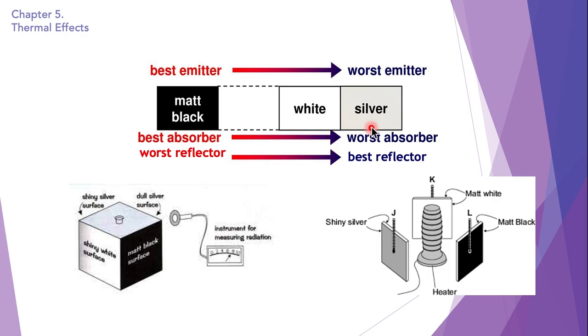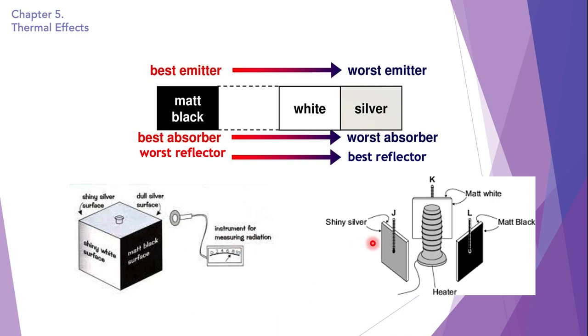Good emitters of thermal radiation are also good absorbers. White or silvery surfaces are poor absorbers because they reflect most of the thermal radiation away. So that is why in hot, sunny countries, houses are often painted white to keep them cool inside. And also why people prefer to wear light colors on hot days, because white reflects thermal radiation.